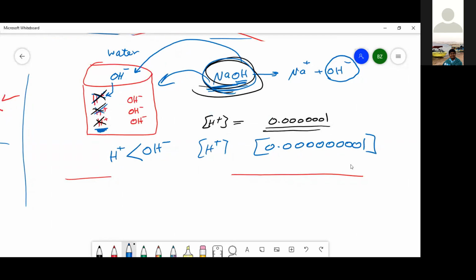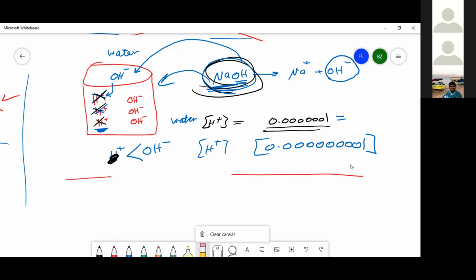How to convert this? Who knows how to convert this into a scientific number? You multiply it by the number to make it into 1. Can you do it? 10 to the power of negative 9. The black one, not the blue.